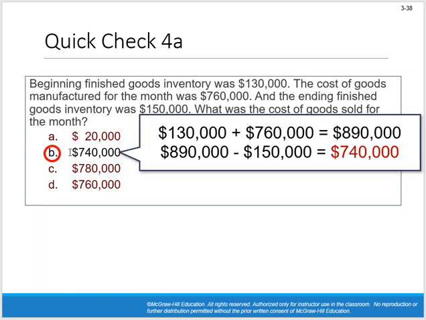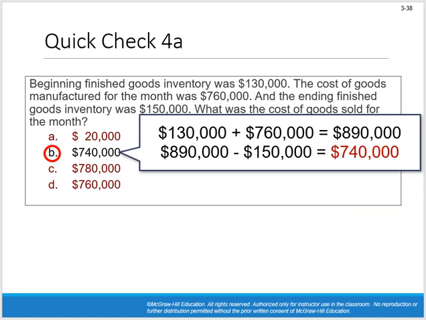So the correct answer is B, 740,000, and we could do it this way too. We take our beginning 130,000 plus the 760,000 of cost of goods manufactured, gives us goods available for sale of 890,000, and if our ending finished goods is 150,000, we take 890,000 minus 150,000, and we should come up with that same 740,000.